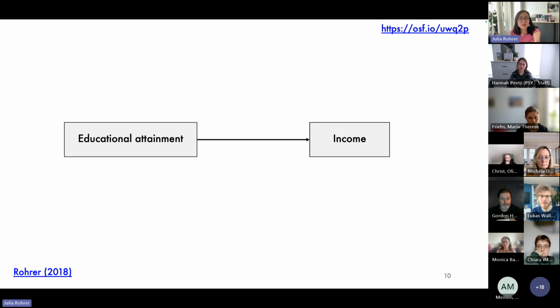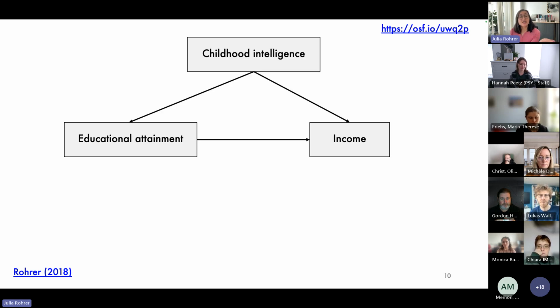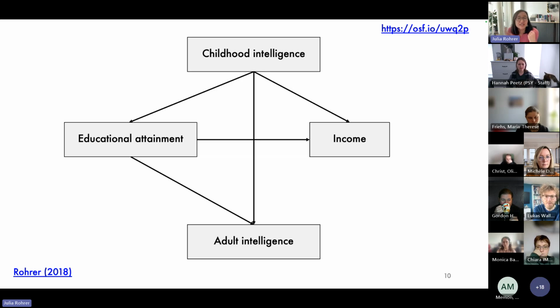To give you a simple example from my primer article from 2018, childhood intelligence. That will probably affect how much education people attain, but it could also plausibly affect income. Then, of course, there isn't just childhood intelligence. There is also something like adult intelligence. So we can add that in here, and we add arrows, for example, to show that childhood intelligence does affect adult intelligence. That is just like a personality trait, so it's kind of stable, and we have that stability in there by adding that arrow.